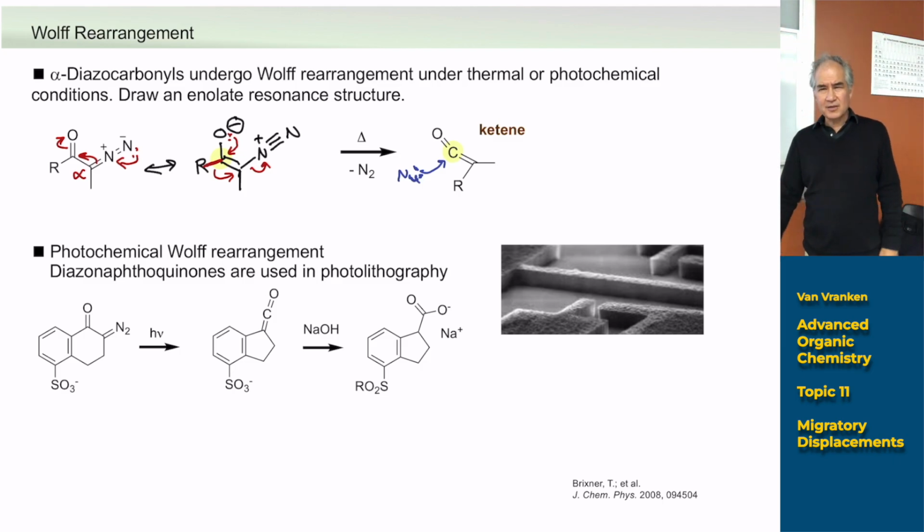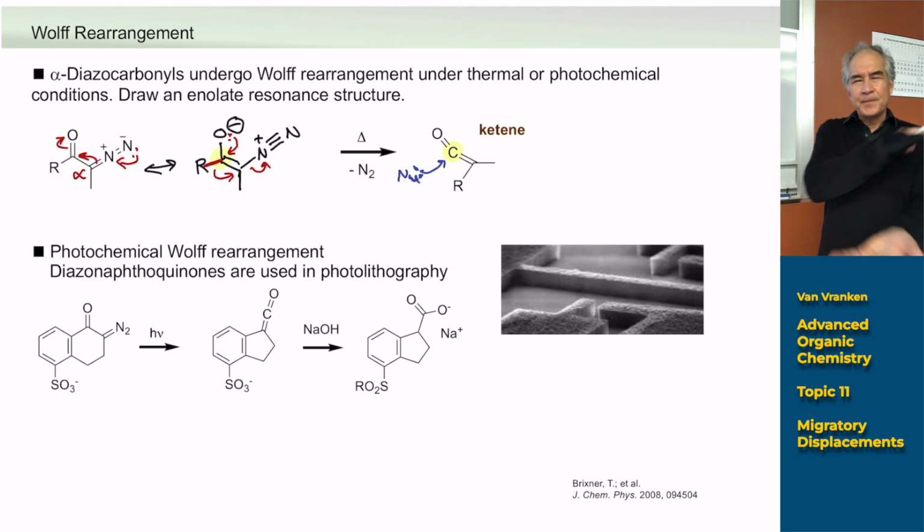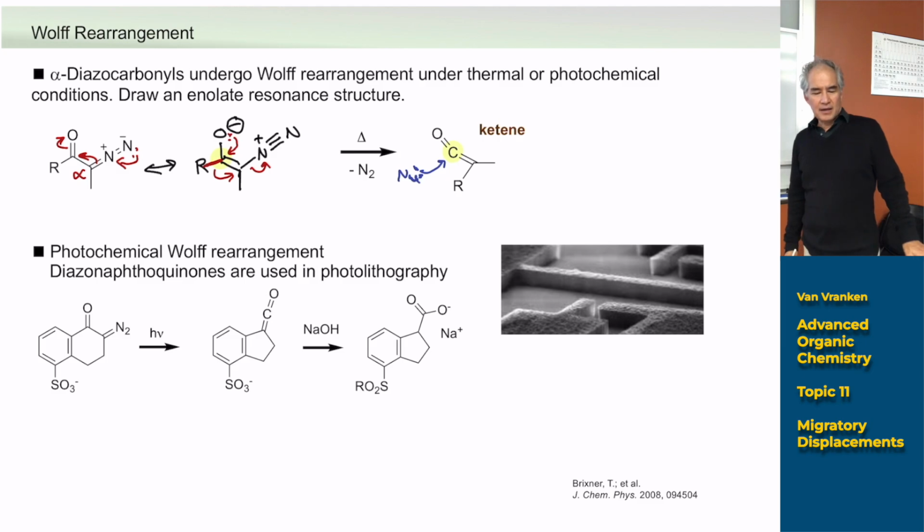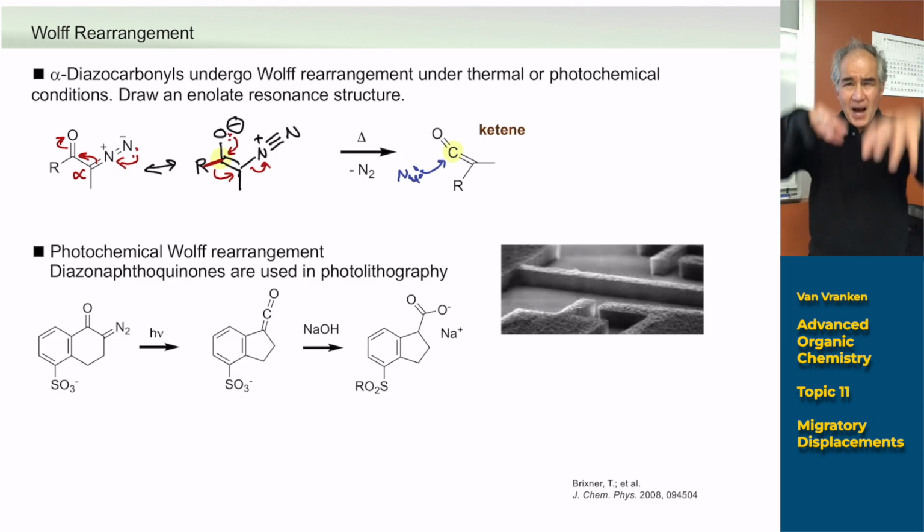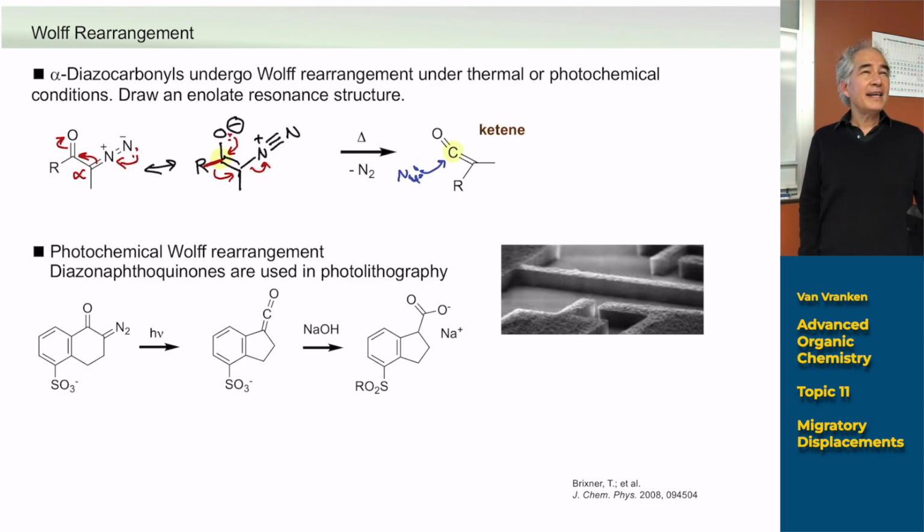So let's take a look at this process of photolithography. You spread some goopy stuff on top of a silicon wafer. That's called photoresist. And then you shine light through a mask, and wherever the light hits, you do photochemistry. And the reagent they're using, the class of reagents, is called a diazonaphthoquinone.